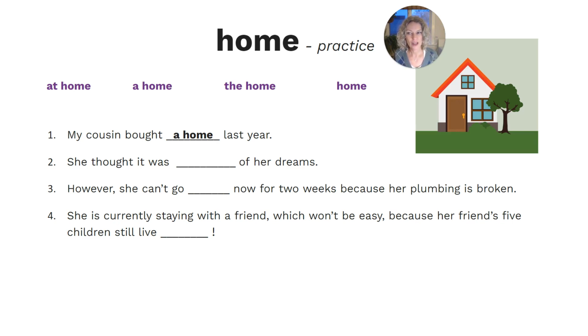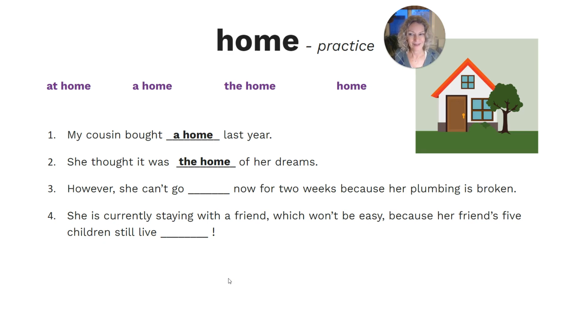Number 2, she thought it was blank of her dreams. So again, are we talking about a direction here, an activity? No, we're still talking about a count noun. She thought it was the home. Which specific home? The home of her dreams, her dream home, a specific one. That's why we're using the definite article.